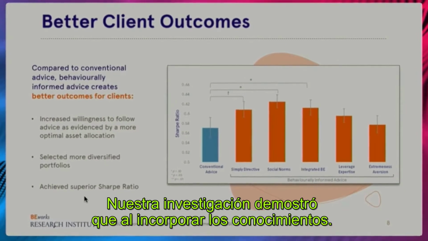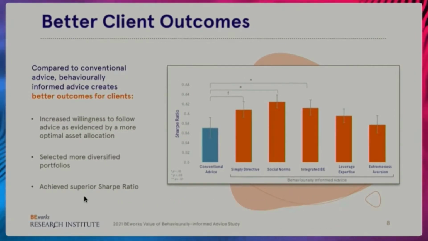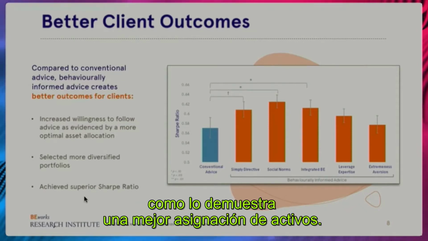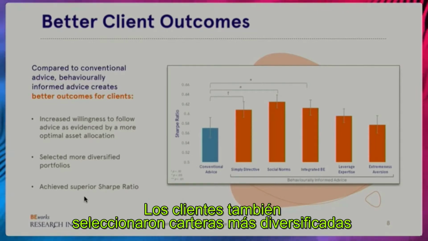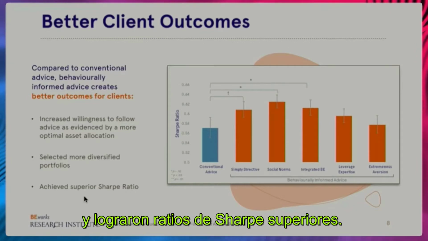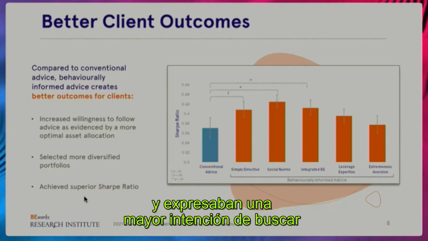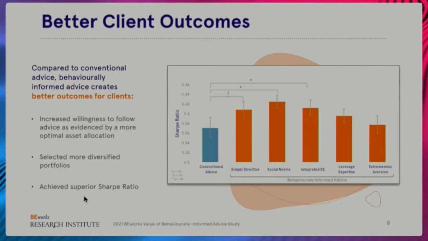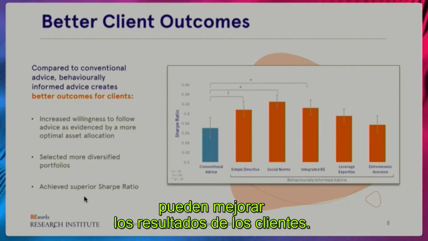Our research showed that incorporating behavioral economics insights into the delivery of advice increased the willingness to follow advice, as evidenced by a more optimal asset allocation. Clients also selected more diversified portfolios, and they achieved superior Sharpe ratios. They were more trusting, they exhibited higher satisfaction, and they expressed a higher intention to seek and follow advice in the future. Clearly, behavioral economics principles can improve client outcomes.